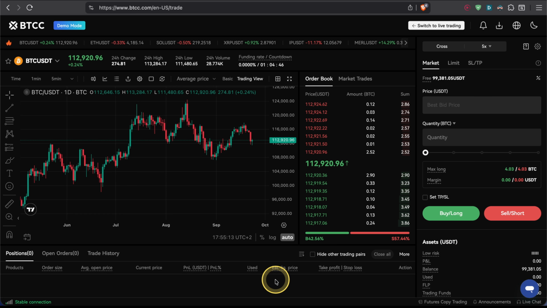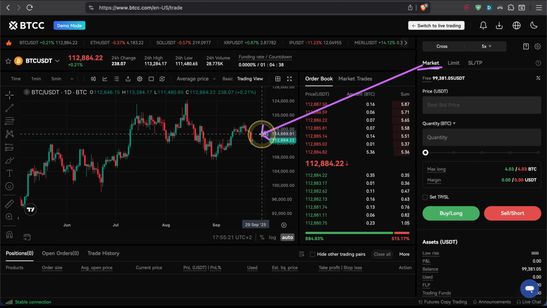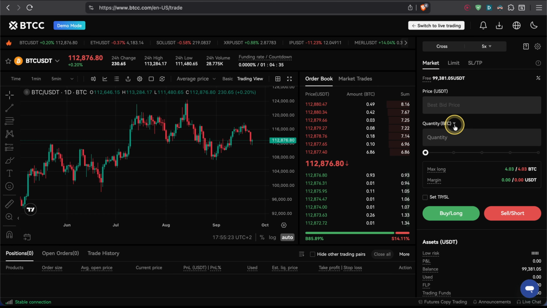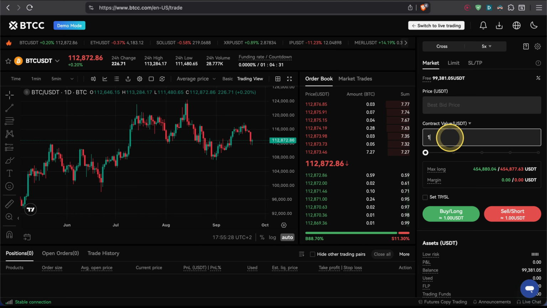To open this trade on BTCC, I'm going to show you in the demo trading mode. So I'm just going to simply leave this on cross for now, put the leverage to 5x, choose market to open the order immediately, and then type in here the quantity in USDT, so the position size. I'm going to type in $1,000, but I need to do a little more because it's a minimum requirement in here. And then I can also set the take profit and stop loss down here.